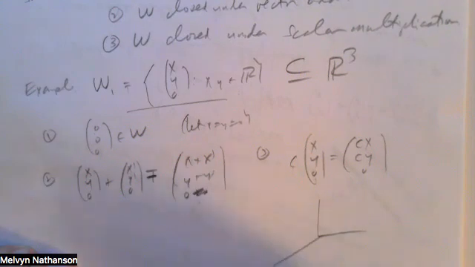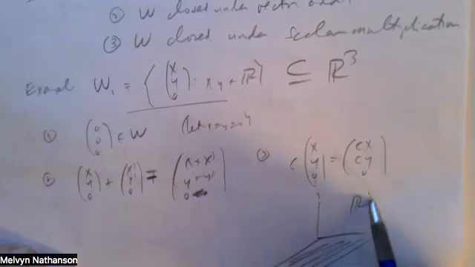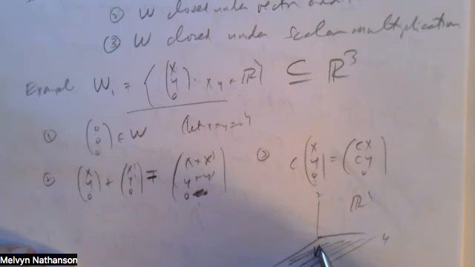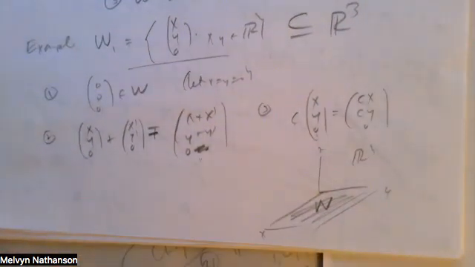If you think of R3, this is R3, and the xy plane sitting in R3 is W. It's the set of all the points with z equal to 0.